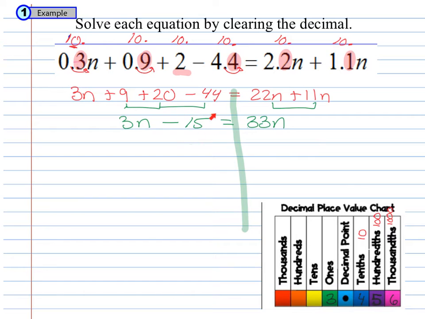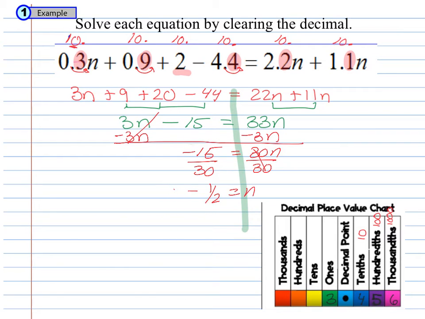Since this is my only number that has no letter on it, I'm going to keep this one here and I'm going to move this to the other side. That reduces the steps that I have to do. You don't have to have your letter always on the left side. Try to work smarter, not harder. So now we have negative 15 is equal to 30n. Divide both sides by 30. And you're going to get negative a half is equal to n, and if you reduce it, this is your answer. Or negative a half is the same thing as negative 0.5 is equal to n. Both of these could be your answers.